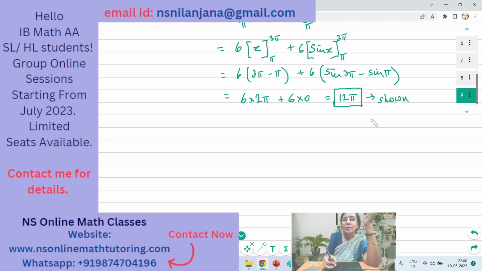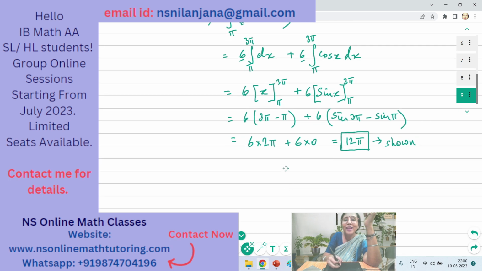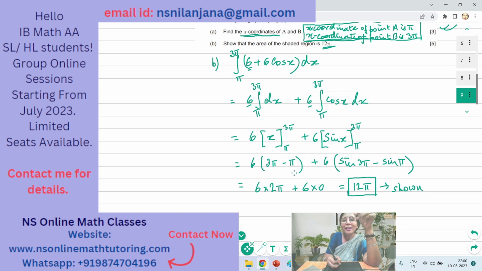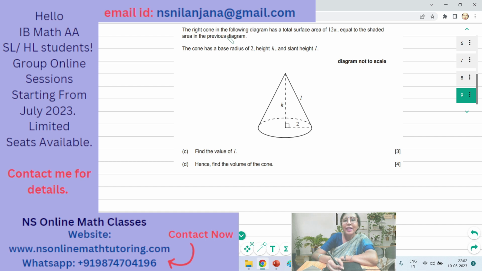And this is not all. Don't think that there are only two subparts for this question. Question number 10 is the first question of section B. We are having two more subparts. I'm bringing them. The right cone in the following diagram has a total surface area of 12 pi, equal to the shaded area in the previous diagram. The cone has a base radius of 2, height h, and slant height L.